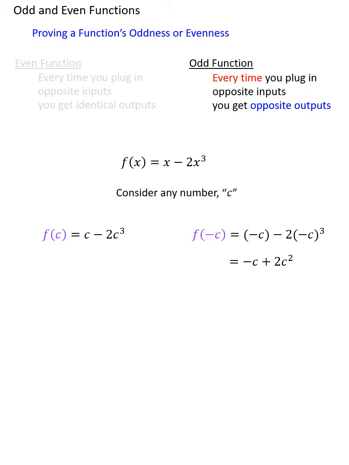And therefore, when we plugged in c and negative c, we did in fact prove that negative 1 times f of negative c is f of c. In other words, we proved this, which is the same as showing that the functions are opposite. It could be written this way as well.